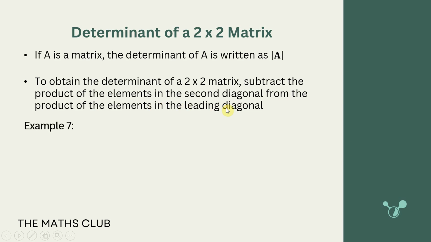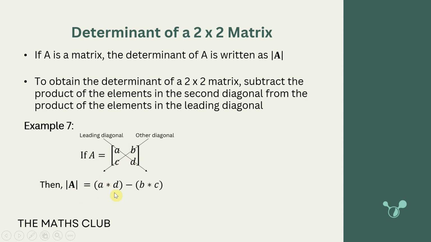So what does that mean? Look at this example. We have matrix A, which is a, b, c, d. This diagonal here is the what? Can you guess? Great, it is the leading diagonal. And this other diagonal here is the second diagonal. So we subtract the product of the elements in the second diagonal, so I will do b times c. I subtract it from the product of the elements in the leading diagonal, that will be a times d. So that will be a times d minus b times c, and that will give me the determinant. So you can see the determinant is a times d, the product of the elements in the leading diagonal, minus the product of the elements in the other diagonal. So that is ad minus bc.